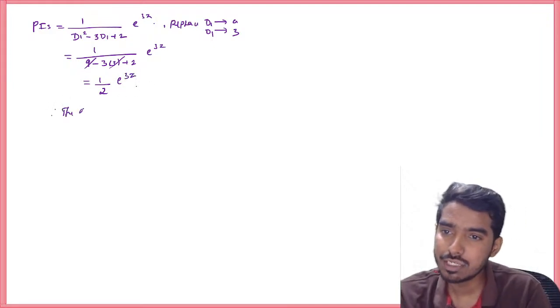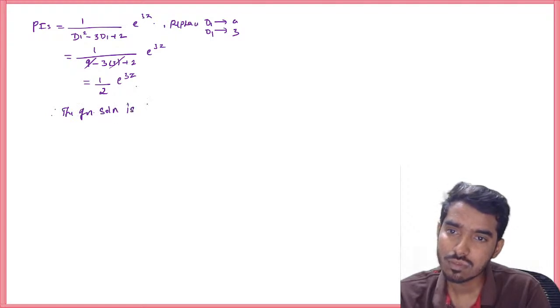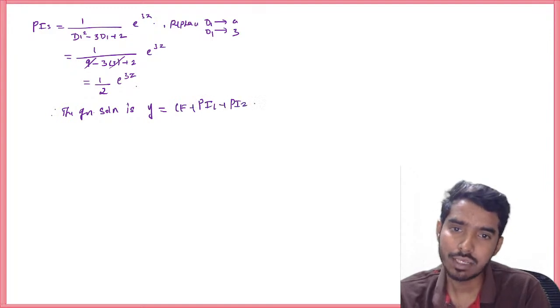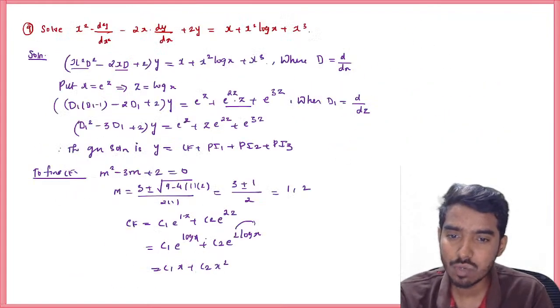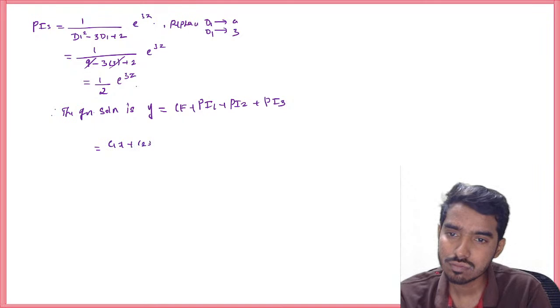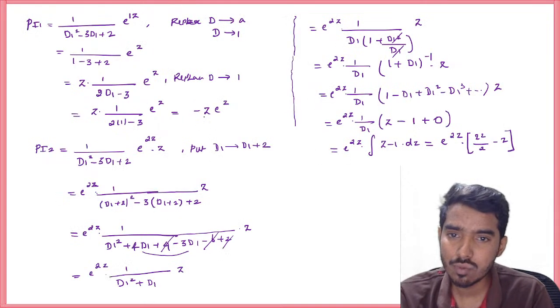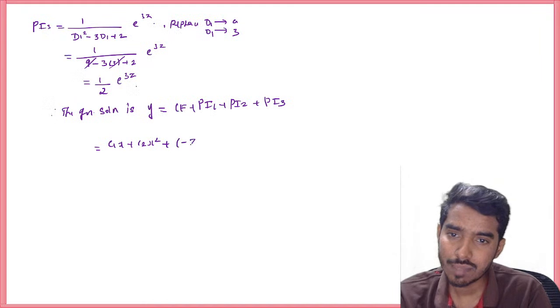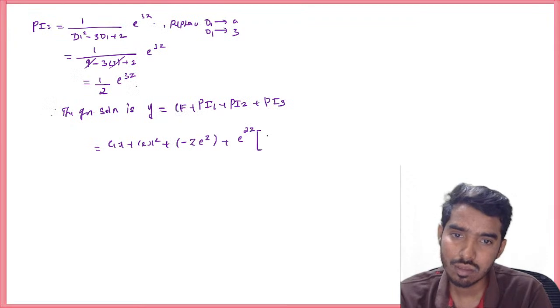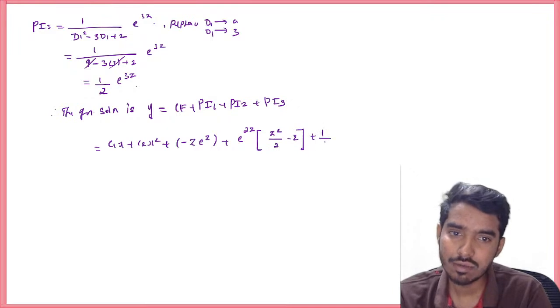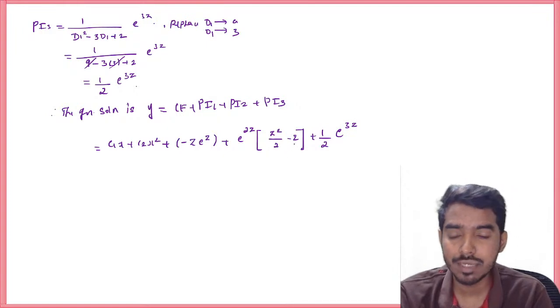Therefore, the general solution is y is equal to CF plus PI1 plus PI2 plus PI3. What is CF, which we already found, right? c1x plus c2x square, plus PI1, so PI1 is minus z e power z. PI2 is e power 2z into z square by 2 minus z, plus PI3, which is 1 by 2 e power 3z, right? Solution must be in terms of x.